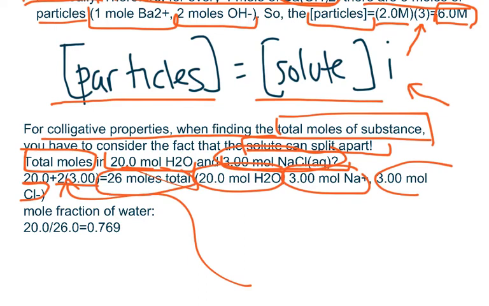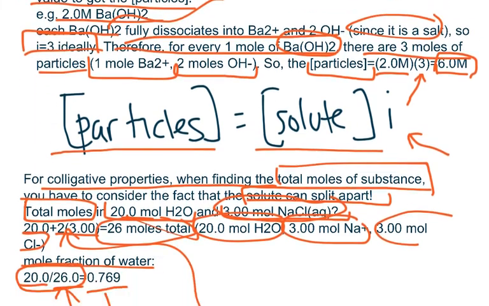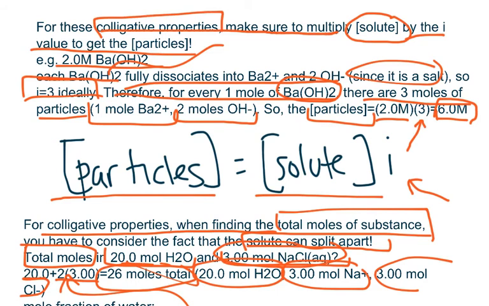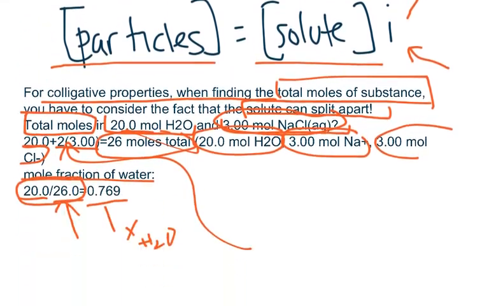Now, what if we wanted to find the mole fraction of water? The mole fraction of water is the moles of water over the total moles. And in this case, for the total moles, we have to consider that the sodium chloride can split into 2 particles. So that means that for every mole of NaCl, there are 2 moles of particles. So doing the mole fraction for water, we get 20.0 divided by 26.0, and it turns out that the X for water is going to be 0.769. Now you might be wondering, why am I showing you these things? Well, because we are going to do some colligative property calculations that involve these types of problems.